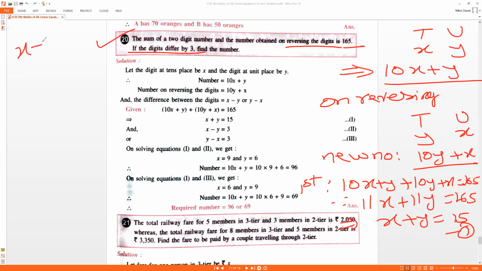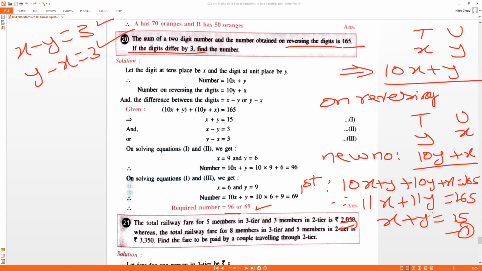You can take x minus y is equal to 3 or you can take y minus x is equal to 3. Okay, it's going to be the same because if you get, let's say, 96 by taking x minus y is equal to 3, you will get 69 if you take y minus x is equal to 3. Both answers will be correct. Okay, you will get full credit for solving this. Is that clear? Are you getting the point?